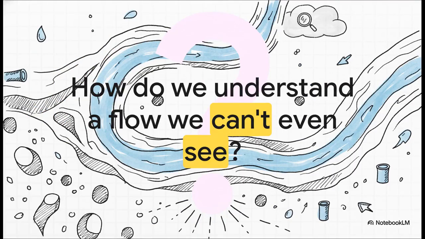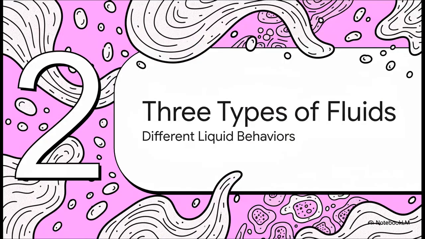So this brings us to the core challenge, right? For engineers, this is the whole game. How do you possibly predict, let alone control, a flow that you can't even see? I mean, where do you even begin? Well, you start by breaking the problem down into its most basic parts. And the first piece of that puzzle is getting to know the fluids themselves, because not all of them act the same way when you put them under pressure.